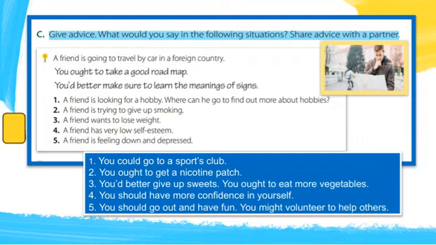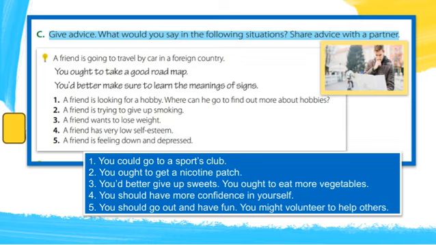Let's look at some practical steps we can take to improve our well-being. First, you could go to a sports club. Getting involved in sports is a great way to stay active and meet new people. Next, you ought to get a nicotine patch if you're trying to quit smoking. It's a helpful tool to manage cravings and support your health goals. Moving on, you'd better give up sweets because reducing sugar intake can really benefit your energy levels and overall health. Instead, you ought to eat more vegetables. They're packed with nutrients and essential for a balanced diet.